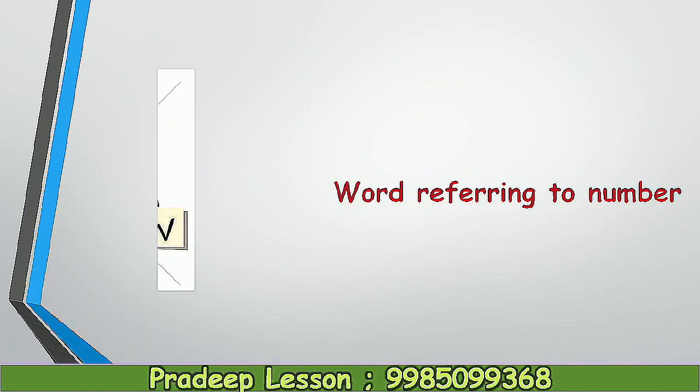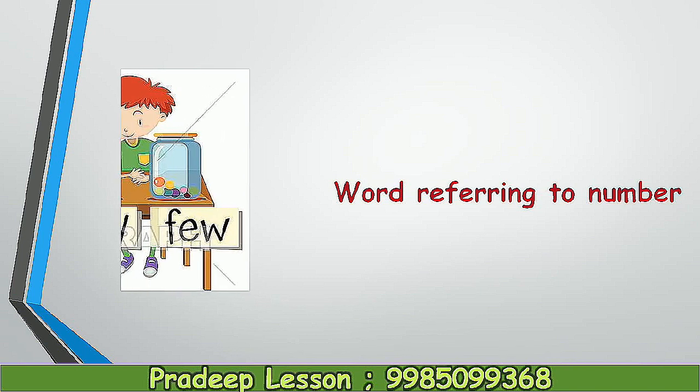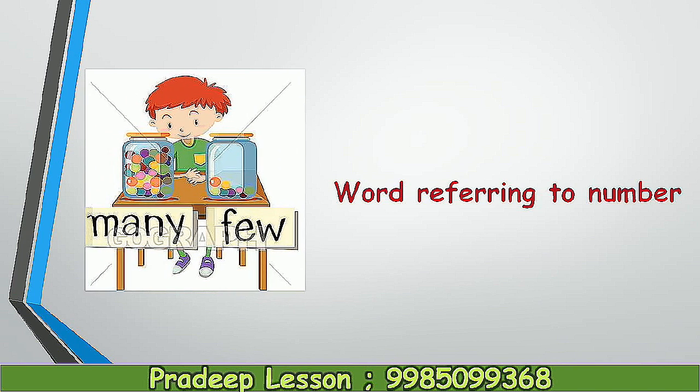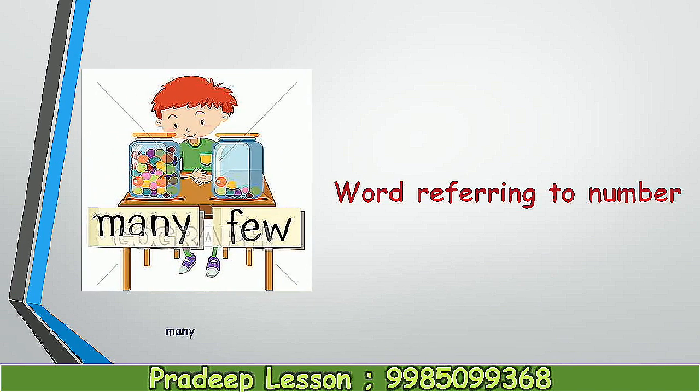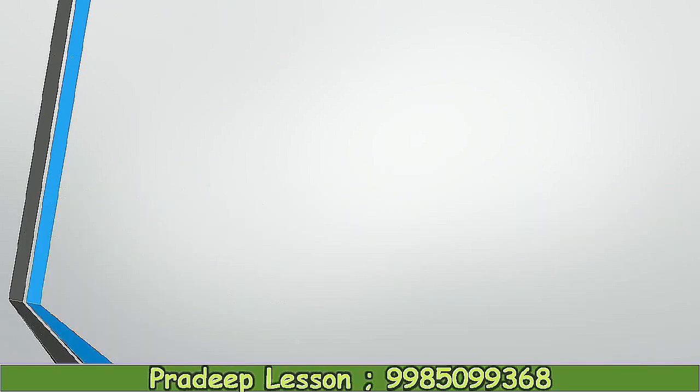And then next picture. Here two bottles are there. We observe many is a quantity. Here many goes to number.